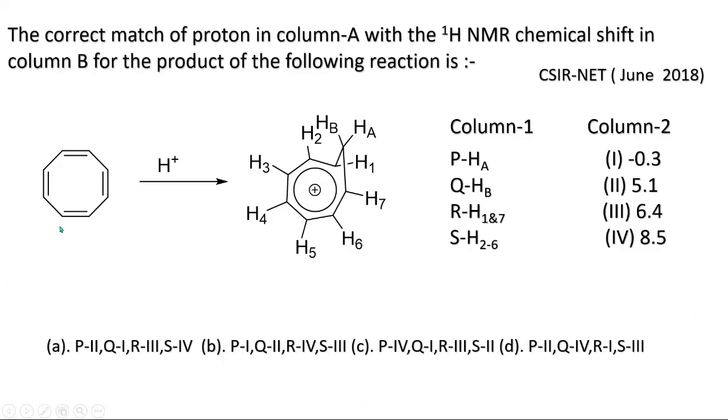So this is a well-known reaction: when cyclooctatetraene reacts with acid, it gets converted into a homoaromatic compound.